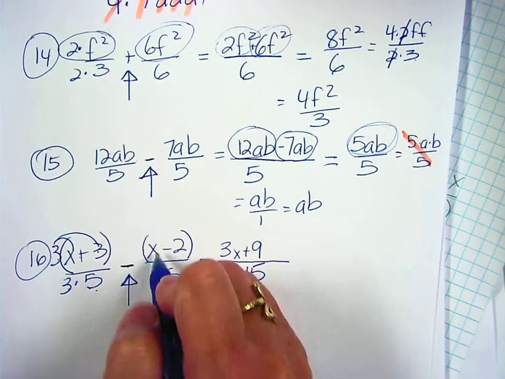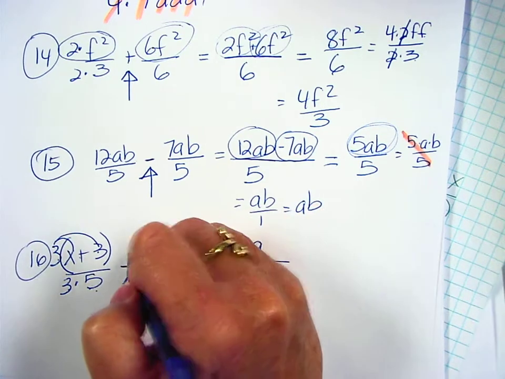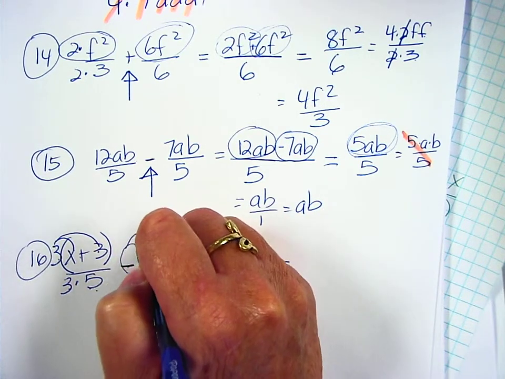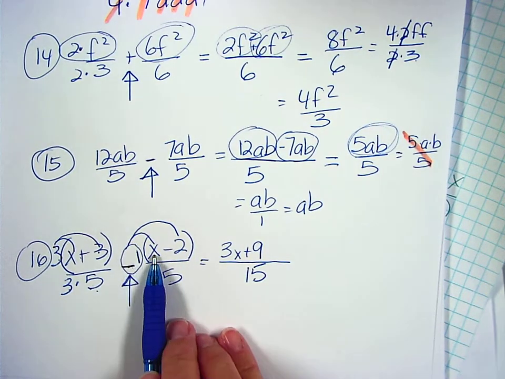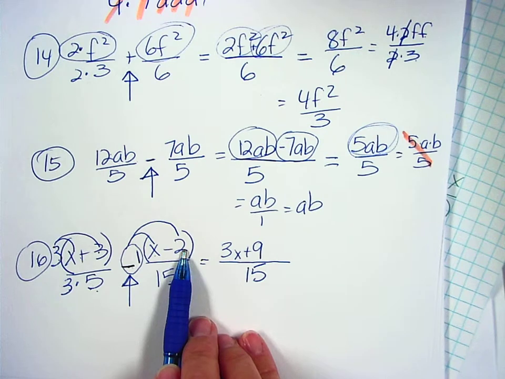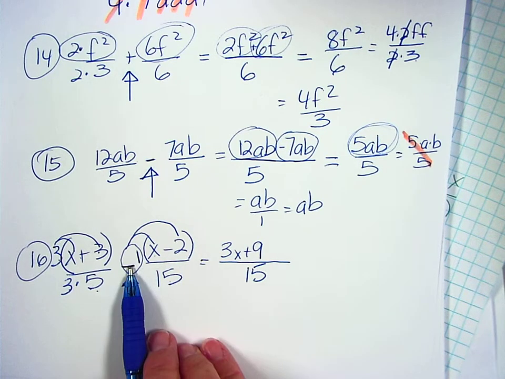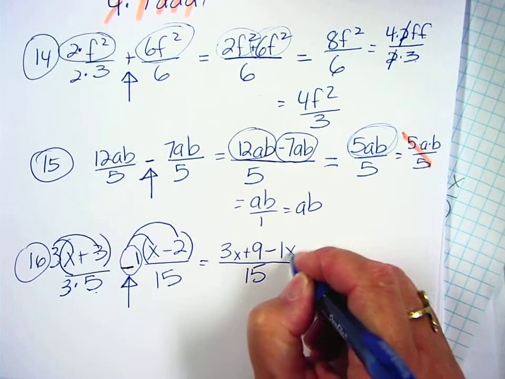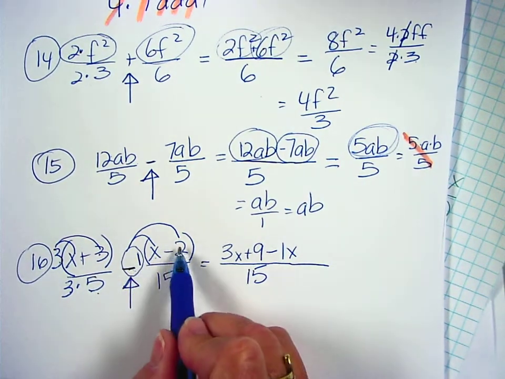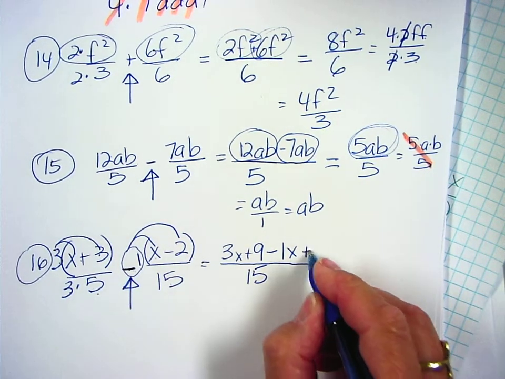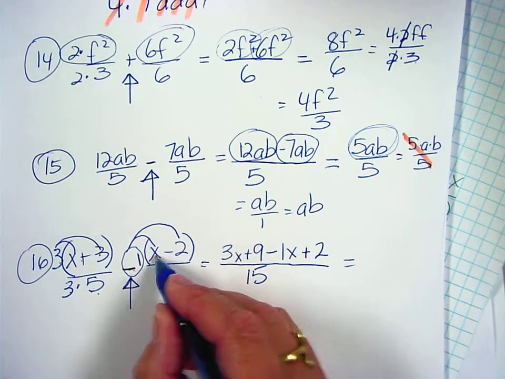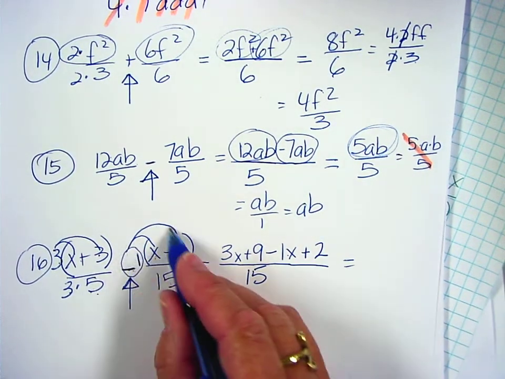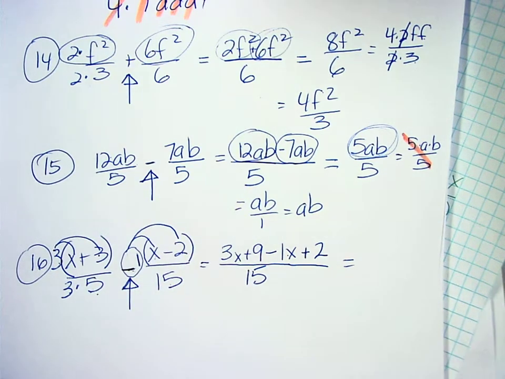But I do have to subtract every stinking term, so I'm going to distribute a negative 1 to every stinking term. Over and over, I see students subtract x, but then they don't subtract the second term. So what's going to happen here? Negative 1 times x is negative 1x, and negative 1 times negative 2 is positive 2. Let that sink in. Negative 1 times negative 2, negative times a negative is a positive.